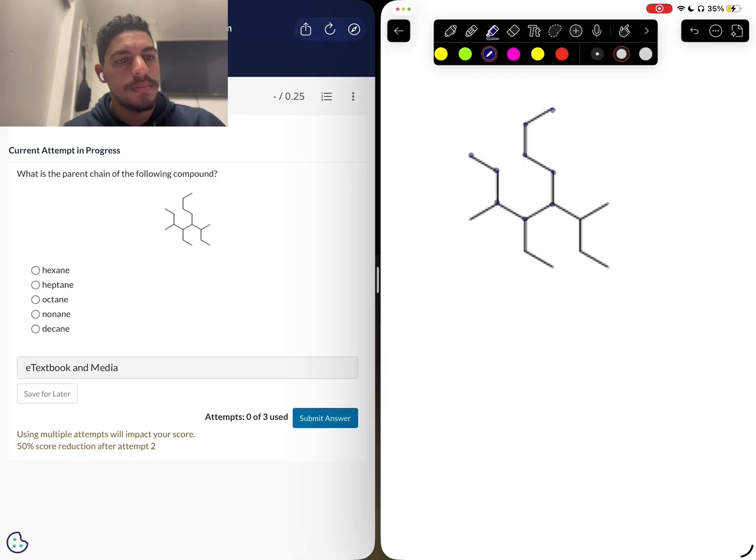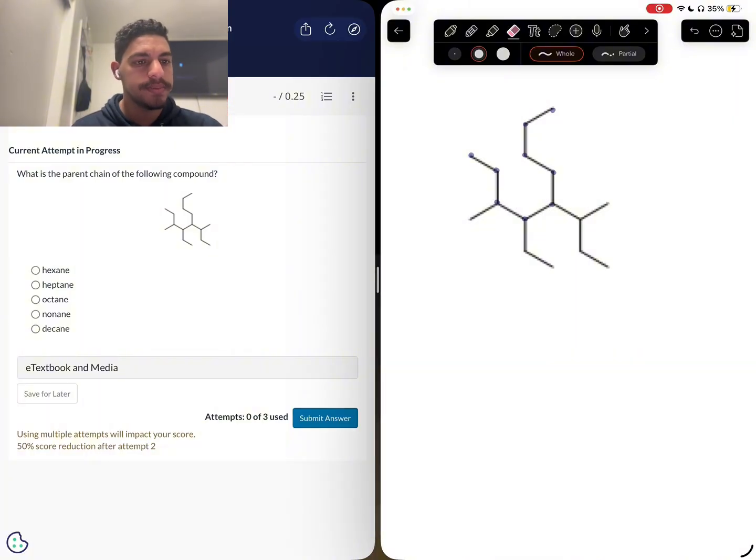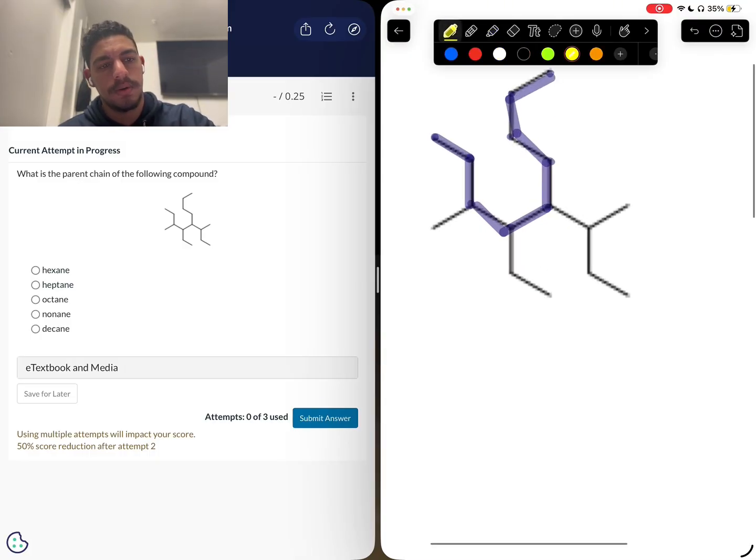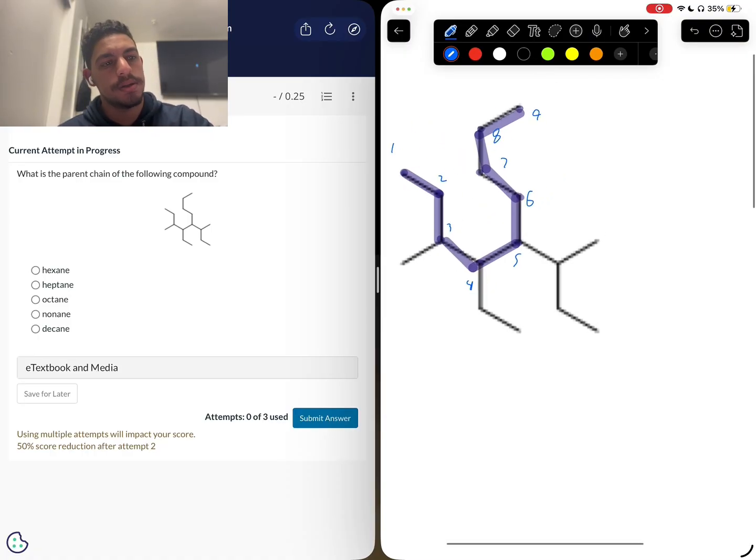Okay. So as you saw, I tried to go through and basically figure out what the longest parent chain is by just picking a random spot to start at. And it looks like to me the longest parent chain here is this. So let's see how many carbons we have. 1, 2, 3, 4, 5, 6, 7, 8, 9 carbons. 9 has the prefix non, so nonane.